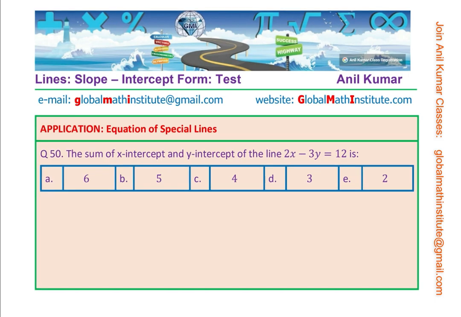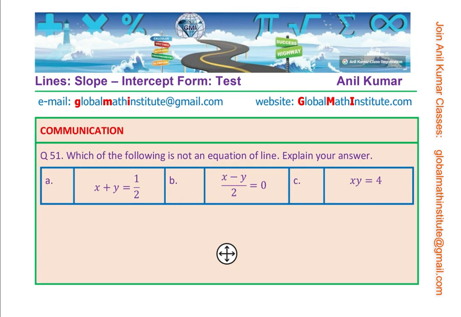So here is the 50th question. The sum of x-intercept and the y-intercept of the line 2x minus 3y equals to 12 is what? Right? So we are now in application-based questions. Question 51. Which of the following is not an equation of the line? Explain your answer.